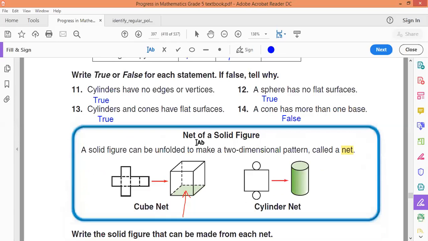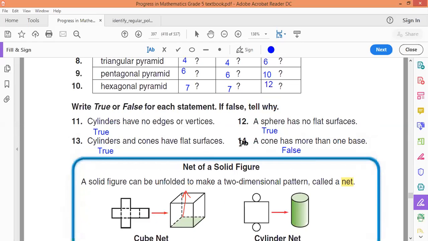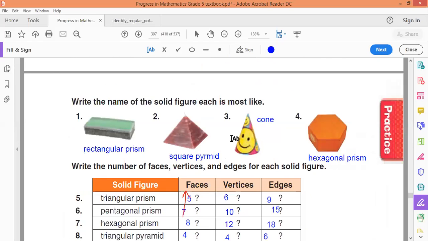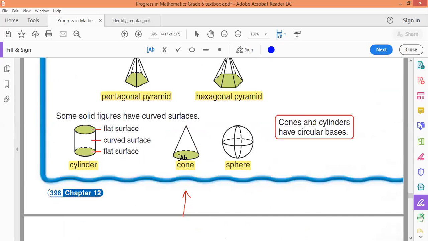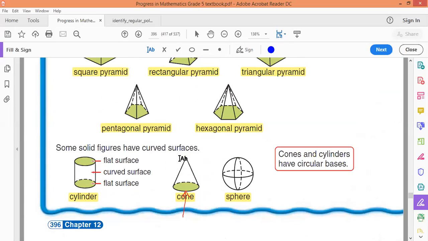Now look at the net of a solid figure. A cone has how many bases, teacher? A cone has one base. Look at there. Teacher, how about Abdullah, is he with us? Yes, I know.